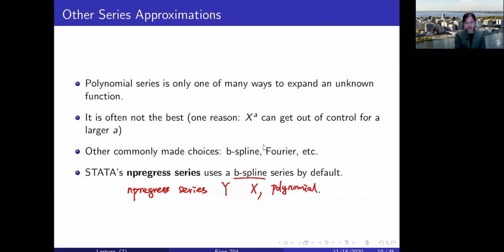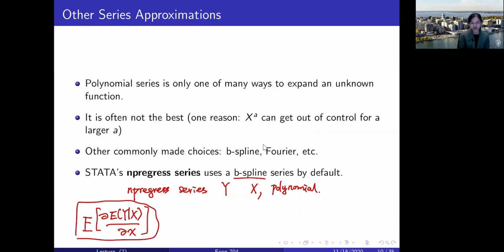When you run this command in Stata, it's going to report just one number instead of a bunch of coefficients. That one number is the derivative of E[y given x] with respect to x, in fact the expectation of that derivative, or an estimate for that derivative. So what Stata reports is an estimate for this expectation of the derivative.